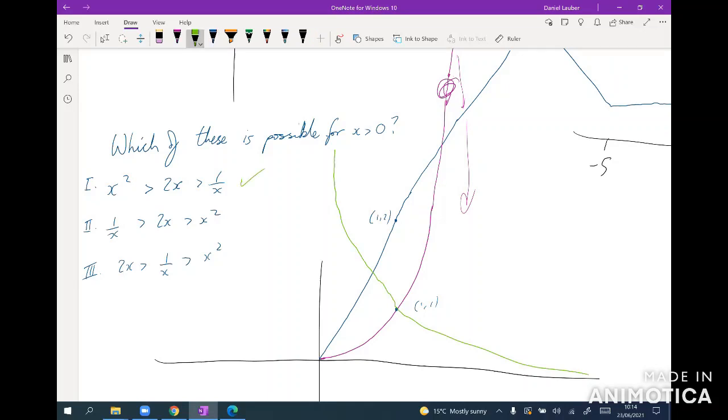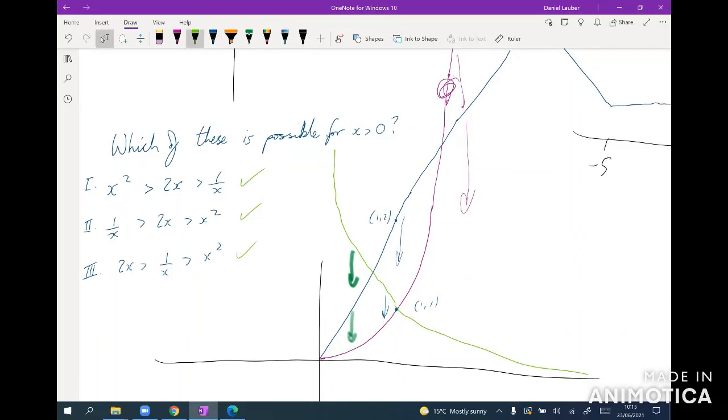Then part 2, 1 over x is the biggest. Okay, so we're working in this kind of region, followed by 2x. Yep, that looks fine. Followed by x squared. Well, that's fine. Okay, so that one can work. And then the third one, 2x is the biggest. So that means we're only in this kind of region, right? Because 2x is our highest there. Followed by 1 over x. Fine. That's okay. Followed by x squared. Well, that's fine. So that one works as well.